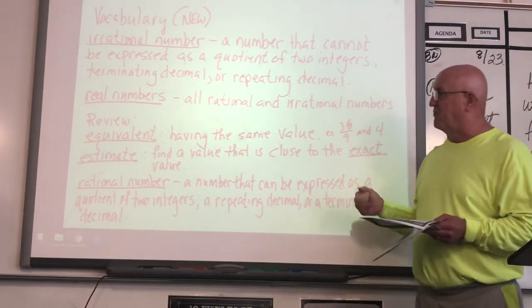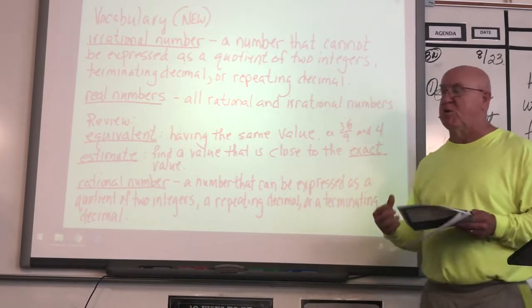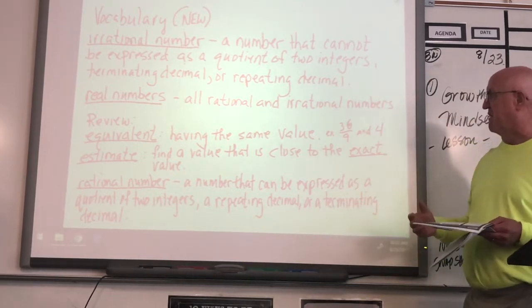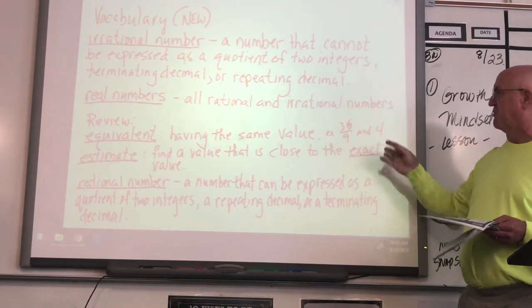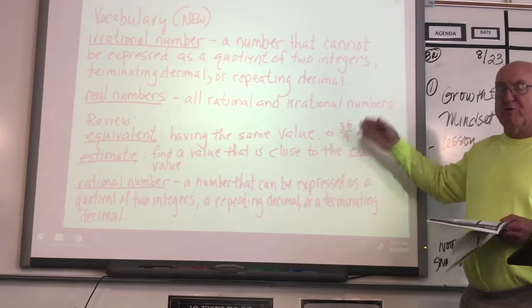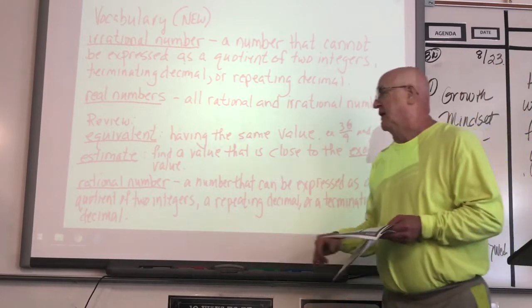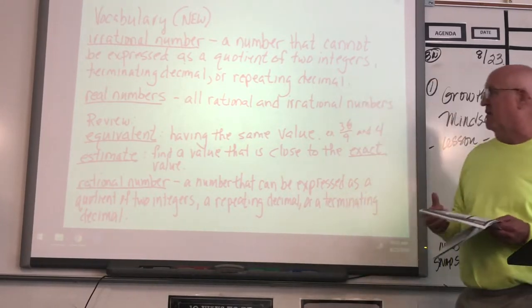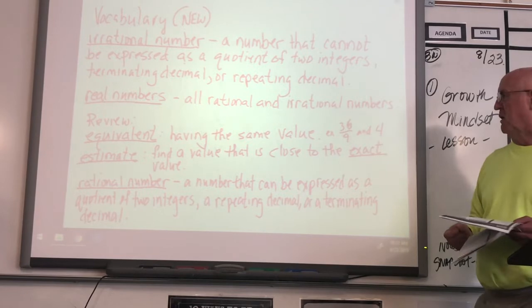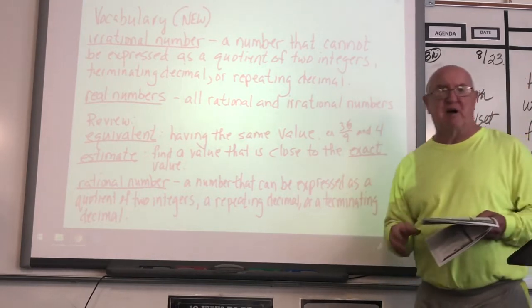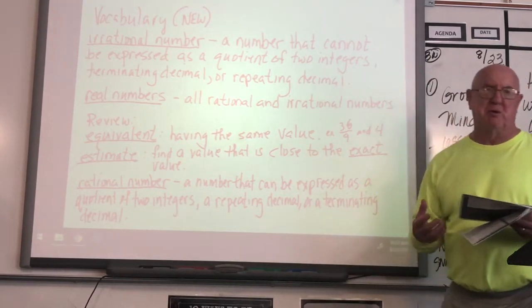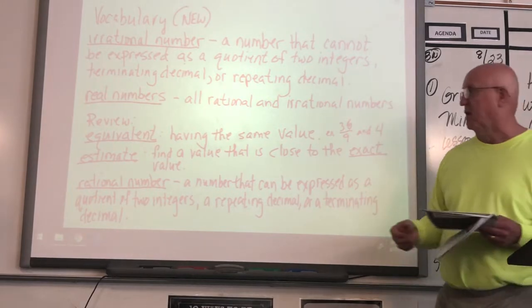And then for review vocabulary, we're going to talk about the term equivalent. Equivalent is having the same value. Example of that is 36 over 9 will reduce down to 4. So 36 over 9 and 4 are equivalent. Estimate is to find a value that is close to the actual value. We're not going to know the exact value, but we're going to get close, and that's what we do when we estimate square roots. All right?